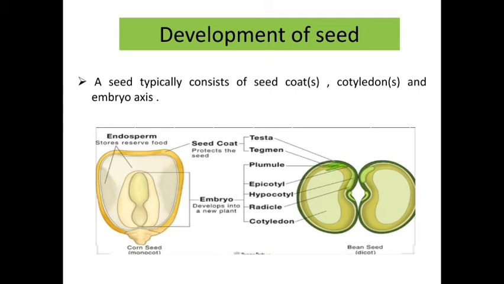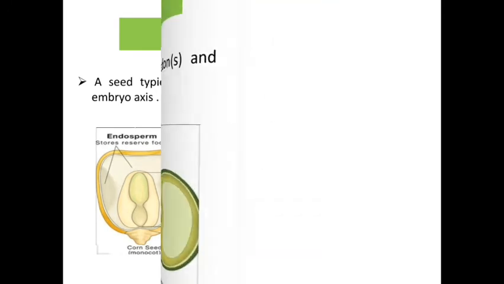So a seed typically consists of seed coat. What is the function of seed coat? To protect the seed. Then cotyledons are there. In monocot one cotyledon, whereas in dicot two cotyledons. Then the embryo axis or embryo. You may see they are labeled here.